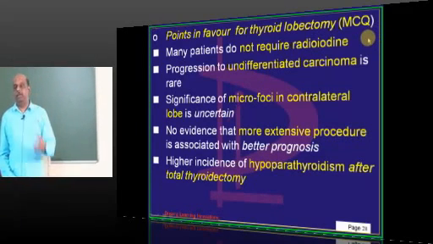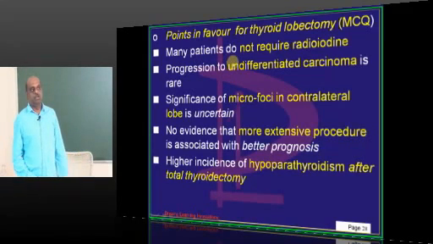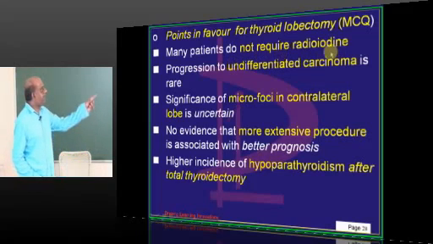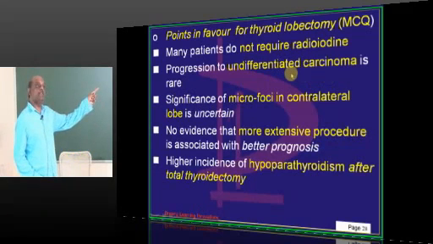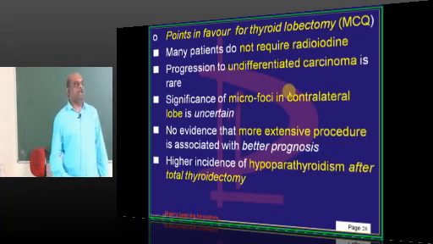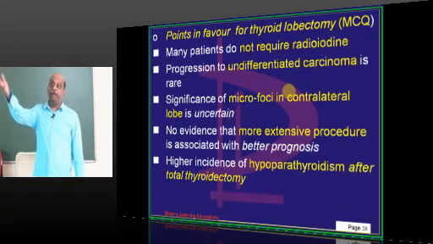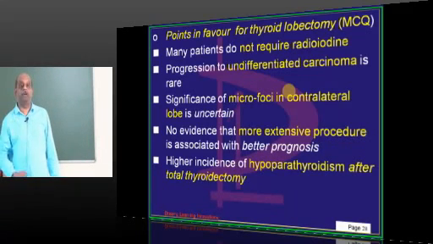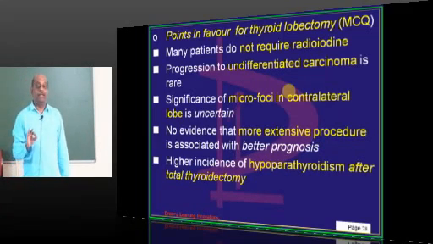But what favors lobectomy? Many of these patients, after lobectomy, do not require radioiodine. And there was a fear: if you do lobectomy and the remaining lobe is left, can this differentiated carcinoma progress into an undifferentiated carcinoma and lead to a poor prognosis? A lot of studies have been done to refute that assumption, that there will be no undifferentiated carcinoma in the leftover lobe even if you do lobectomy. So there is a reason lobectomy is still favored.